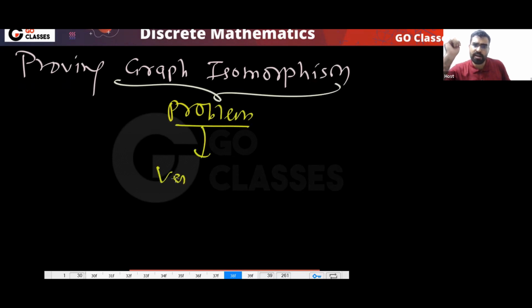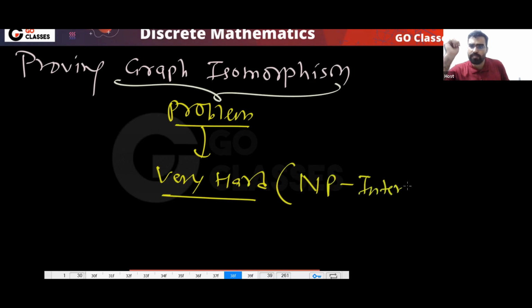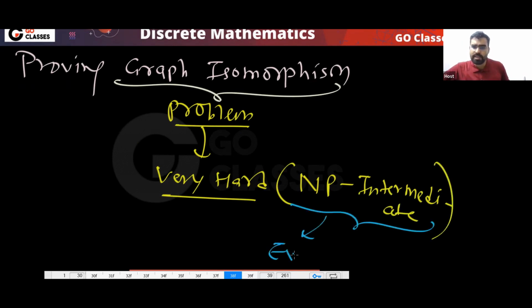This problem is very hard. This problem is known as NP. There is a word for it, that is NP intermediate problem. What does it mean? NP intermediate problems are those problems which have exponential solution, which have exponential time complexity. So the time complexity is actually exponential for the graph isomorphism.